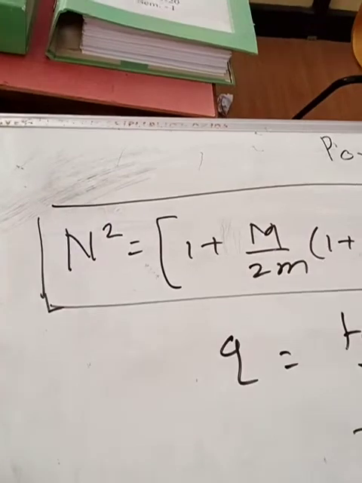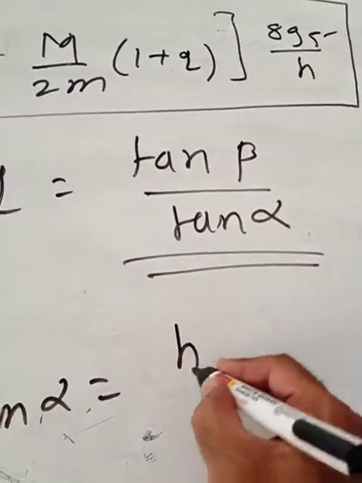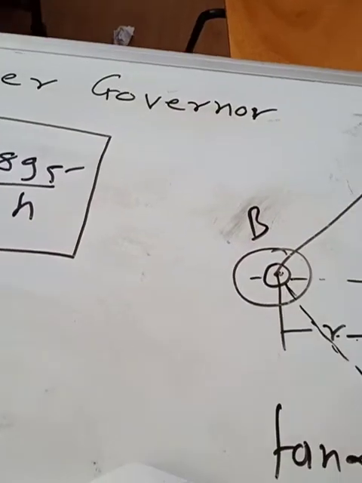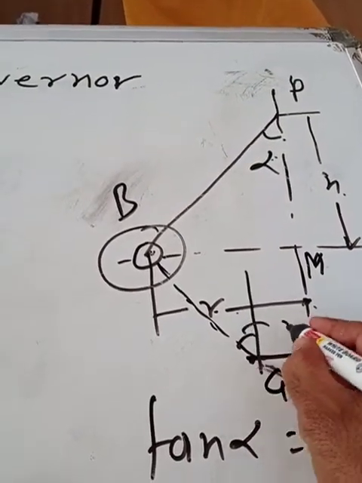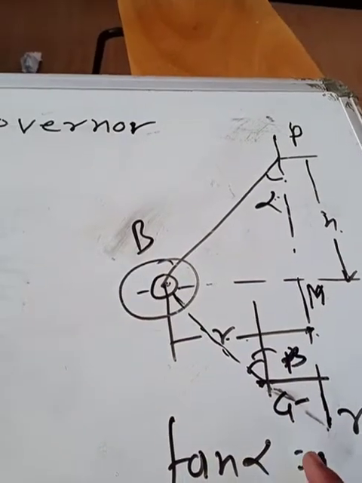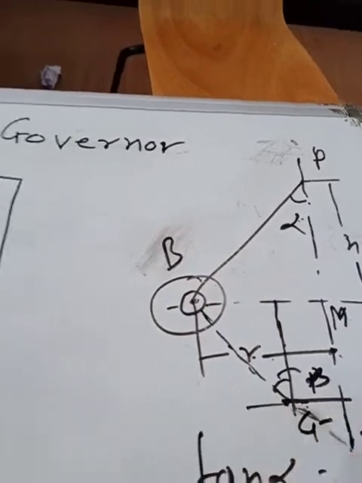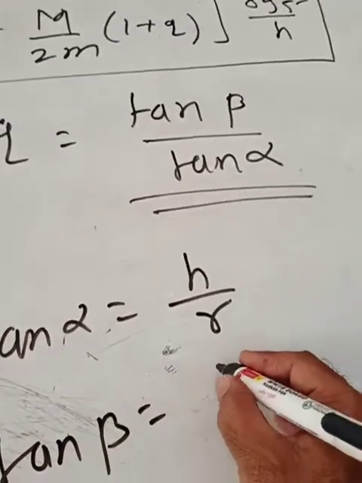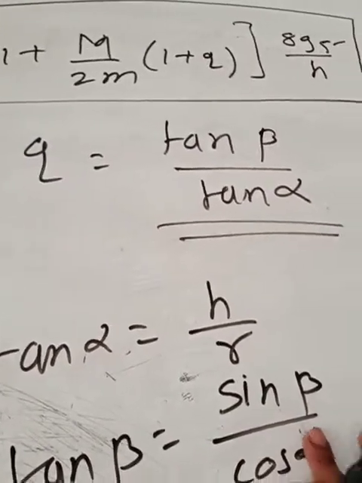And what is this tan alpha? It is equal to, that already we have calculated as h divided by r. From this diagram we can find out, where the point G was and this was the angle beta, how we can calculate this tan of beta. That we can calculate as tan of beta is equal to sine of beta divided by cos of beta.